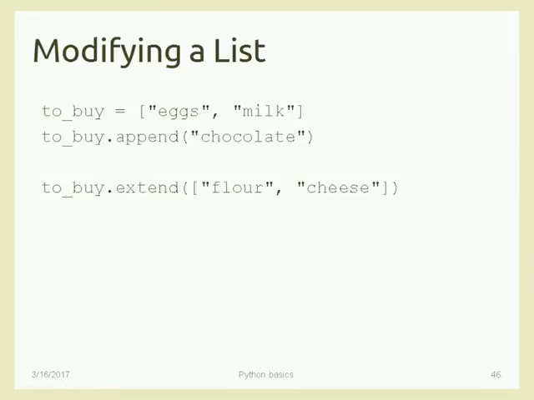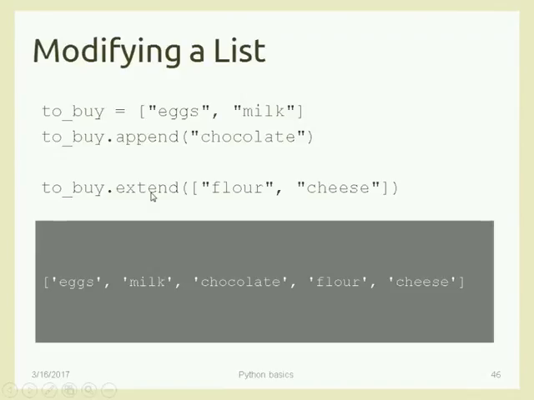I can also append more than one item with the extend method. The extend method takes a list and extends the first list with another new list. So while append will add only chocolate here, if I want to add another list with 2, 3, 4, 100 elements, I can use the extend method. With the extend method, I have the to_buy list that now, at this position, is composed of eggs, milk, and chocolate, and I extend this list of 3 elements with other 2. And so we have a resulting list of 5 elements.